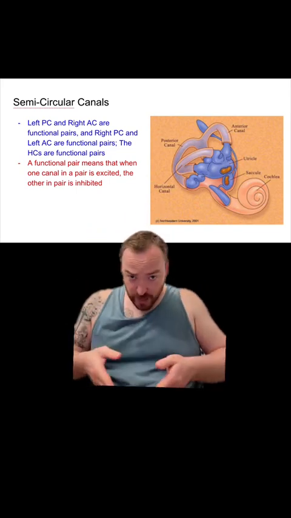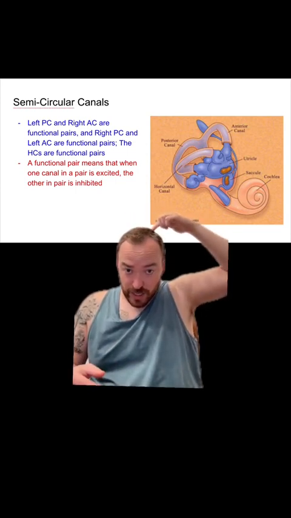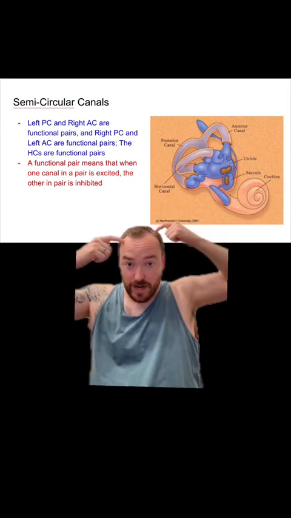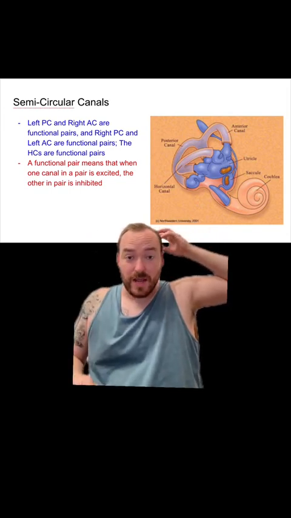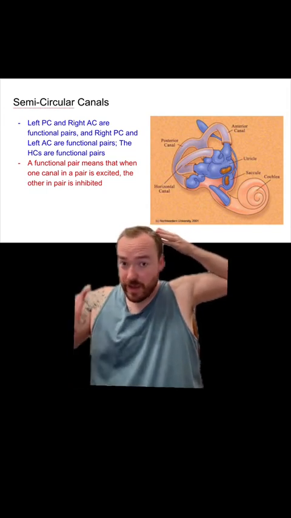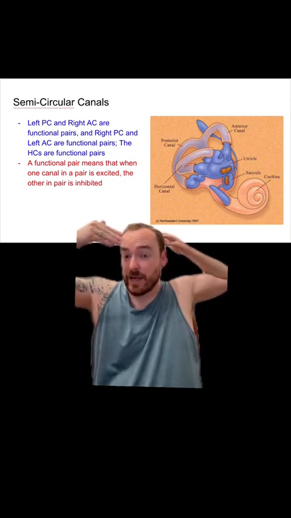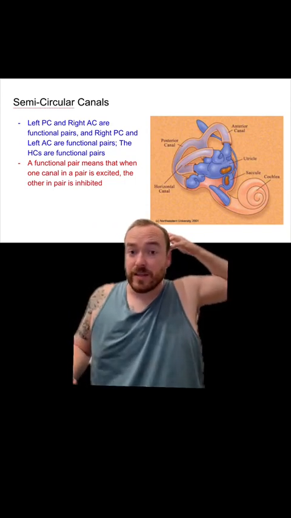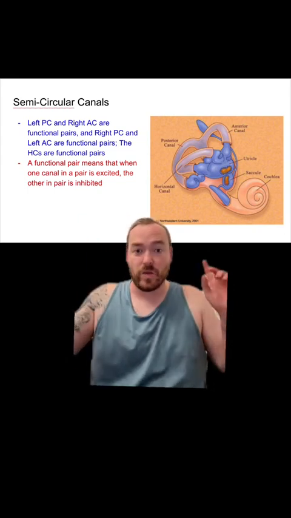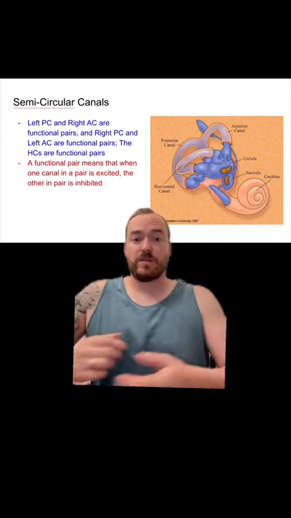If you looked at the top of my head and basically drew an X, that is going to show the planes that the posterior and opposite anterior canal are aligned in. So this is my right side, okay? My right posterior canal and my left anterior canal lay in the same plane. And so when my right posterior canal is excited, my left anterior canal is inhibited. And so that gives me the accurate sensation of how my head is moving in space.